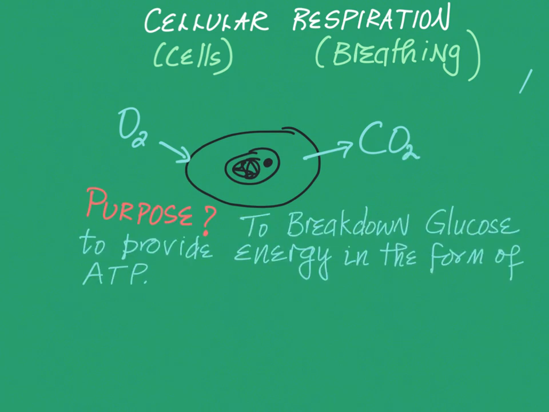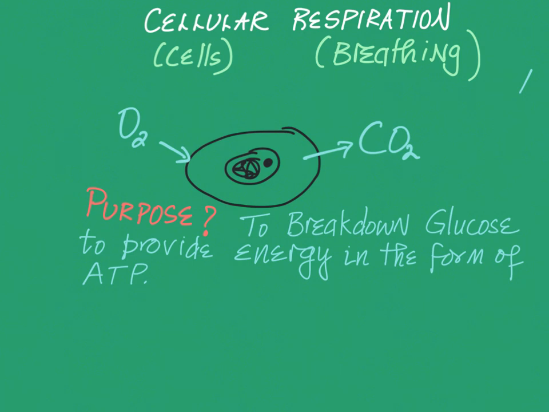So what is the purpose of all this? The purpose is to break down glucose to provide energy in the form of ATP. So the overall process of cellular respiration is written as glucose plus 6 molecules of oxygen gives you 6 molecules of water, 6 molecules of carbon dioxide, and 36 ATP.